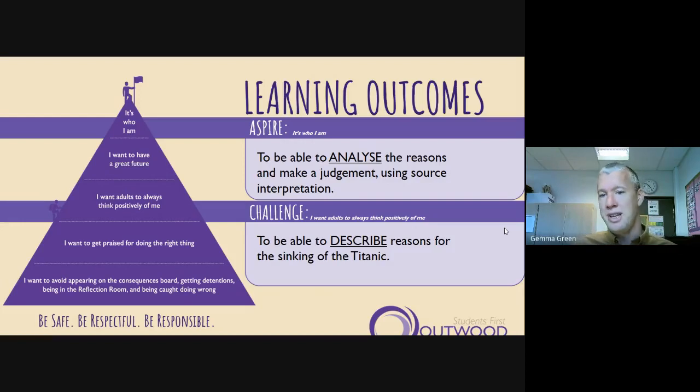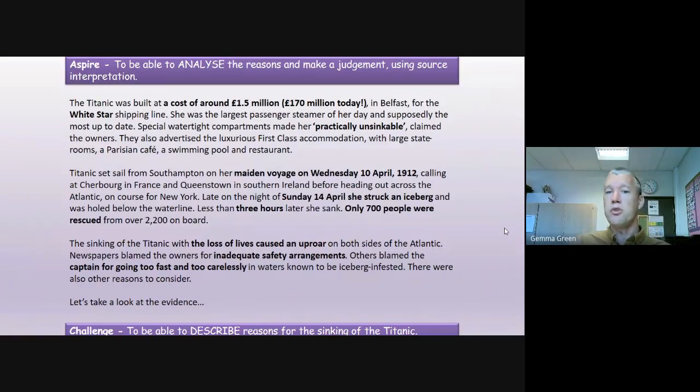We're using source interpretation. What that means is we're going to look at some information from that specific time, so from the time of the Titanic and when it set sail, and we're going to use that to try and make that judgment. So we're going to act as sort of like a courtroom member. We're going to make that judgment based on evidence, which is our source interpretation. So we're just going to go through some of the information about the Titanic first.